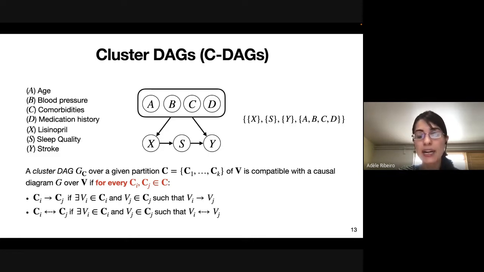And the bidirected arrow has the same meaning. If there's any variable in the cluster that's confounded with X, I'm going to add the bidirected arrow between the cluster and X. And the same if I believe that there is a confounding between the cluster and Y. An important note here is that we cannot accept cycles. So every time that we are constructing the clusters, they have to respect the topological order of the system.